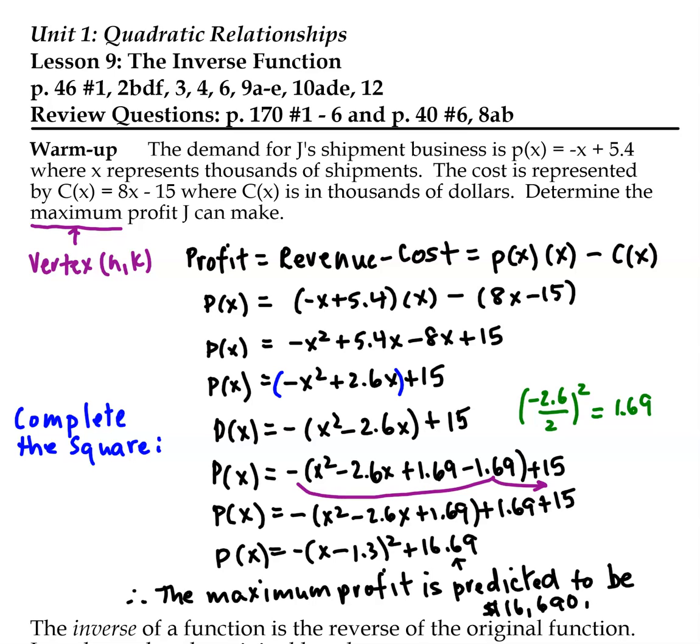So we take the demand function, we multiply it by our shipments, and we subtract the cost function. So that means we have to substitute in -x + 5.4 and multiply it by x. And then we have to subtract our expenses, our costs. So that's represented by the function C(x).